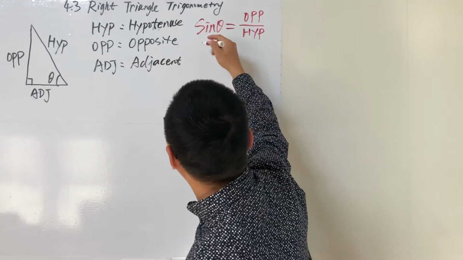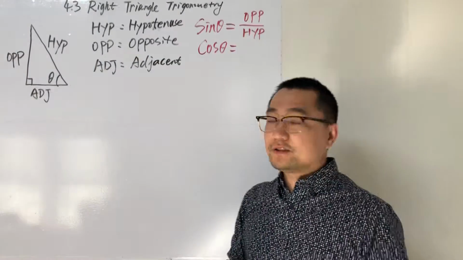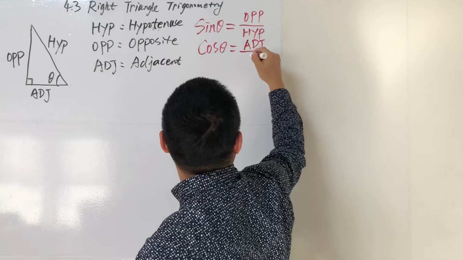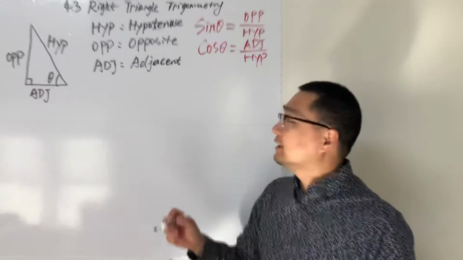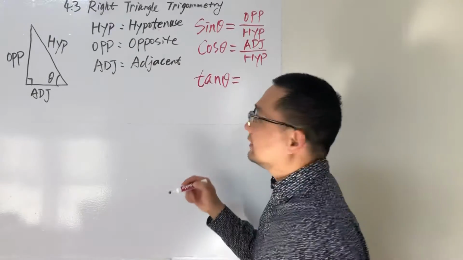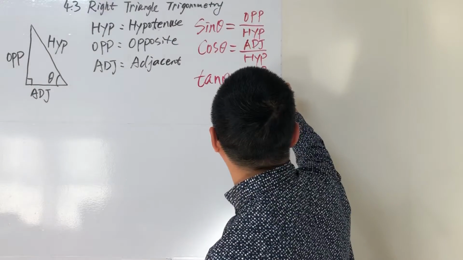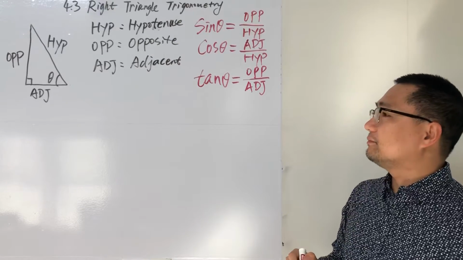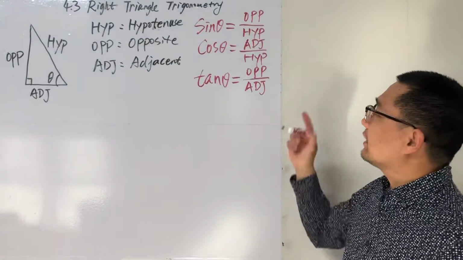Now, what is cosine? Cosine is the adjacent side, ADJ, over hypotenuse. That is cosine. What is tangent? Tangent is opposite, OPP, over adjacent. After you memorize these three trig functions, you can find the other three, right?